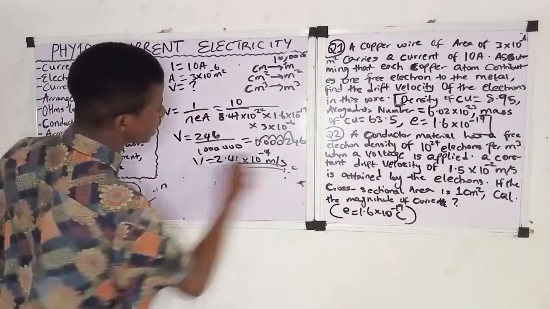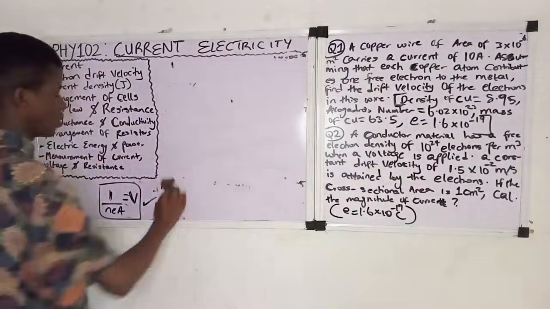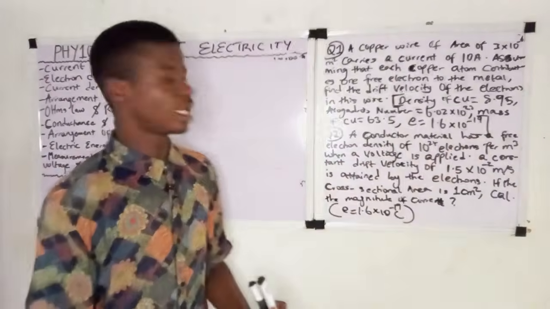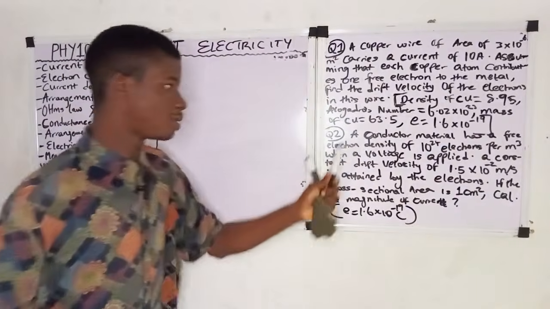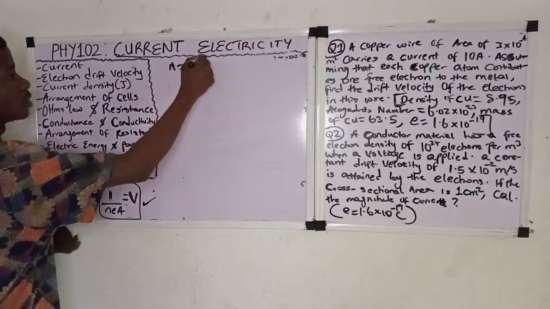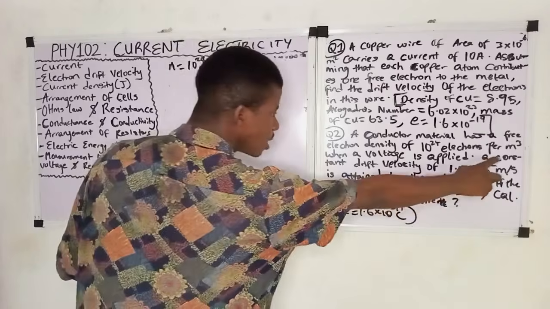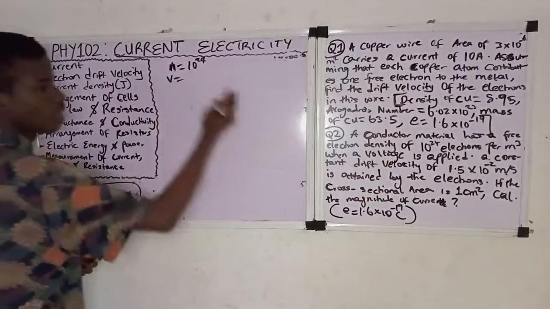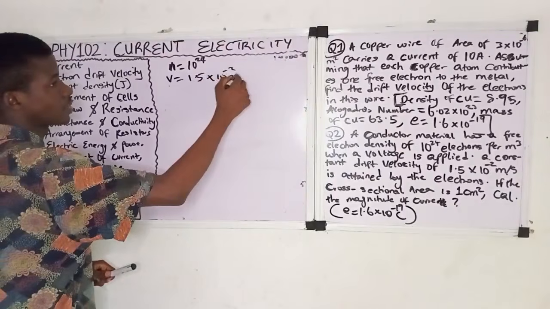We are still dealing with electron drift velocity. Now question 2, they say a conductor material has a free electron density of 10 raised to the power 24 electrons per meter cube. They give us electron density to be 10 raised to the power 24, right? Now let's continue. When a voltage is applied, they give us a drift velocity of 1.5 times 10 to the power minus 2 meters per second, right?